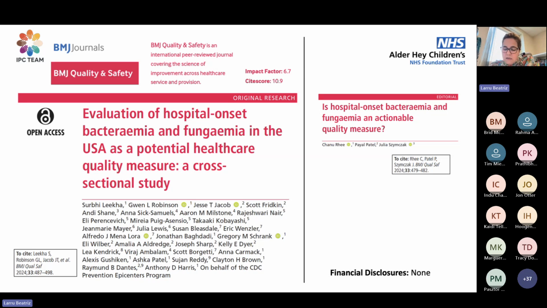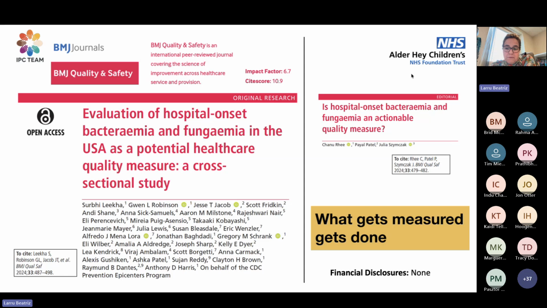I don't have any significant disclosures. I'm convinced that if we know what to count, we can improve things. So I do believe that what gets measured, gets done. And that's how I try to approach IPC and what surveillance we do in this hospital.